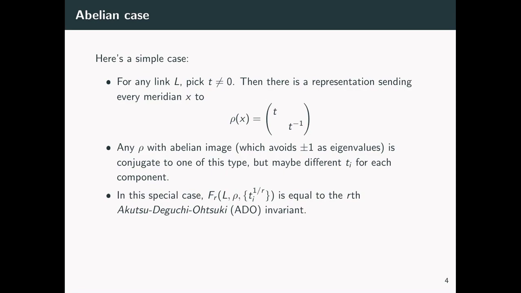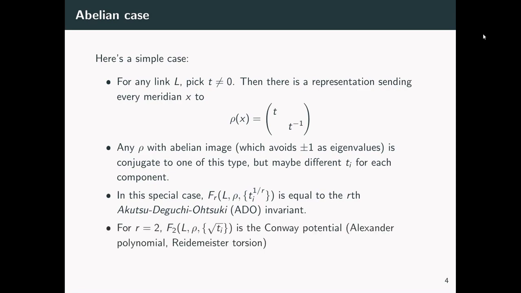So this abelian case of the BGPR invariant is actually called the Akutsu-Deguchi-Ohtsuki invariant, or the ADO invariant. These are a family of invariants due to those three authors that are some kind of generalization of the Conway potential, aka the Reidemeister torsion, aka the Alexander polynomial. I mean, they're not literally equal, but those are essentially equivalent objects. And specifically, r equals 2 is the Conway potential, and the remaining ADO invariants are some kind of generalization of that.